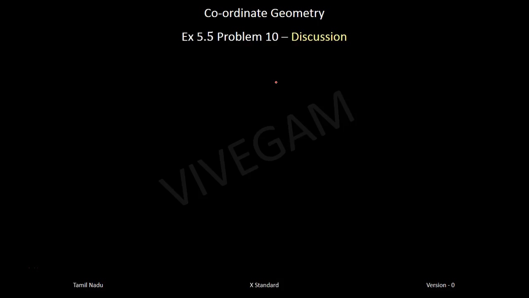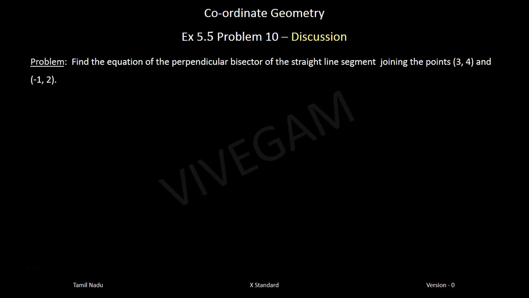Exercise 5.5 problem 10 discussion. Find the equation of the perpendicular bisector of the straight line segment joining the points (3, 4) and (-1, 2). So we are asked to find the perpendicular bisector of the straight line segment joining these points. There is a line segment joining these points, and we are asked to find the equation of the perpendicular bisector.